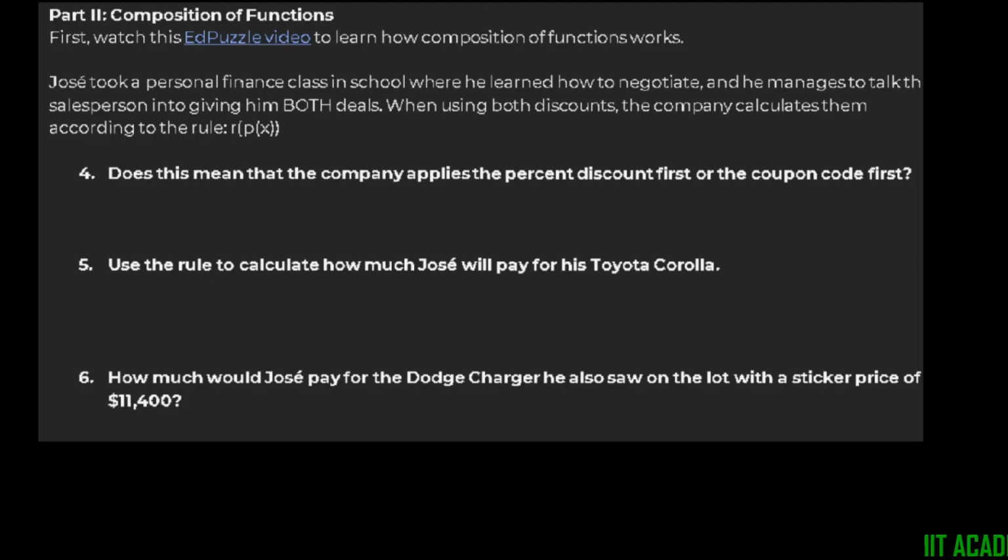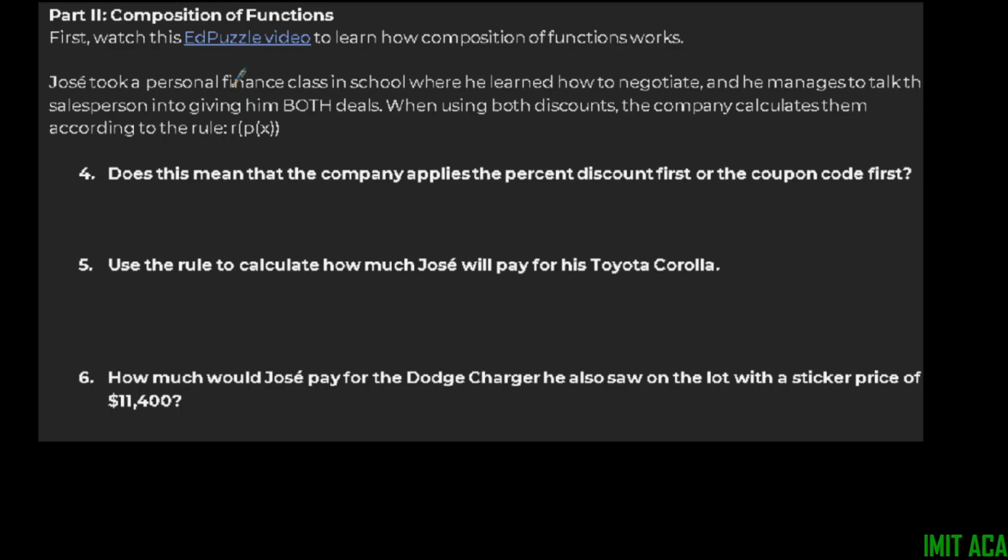So Jose took a personal finance class in school where he learned how to negotiate, and he manages to talk the salesperson into giving him both deals. When using both discounts, the company calculates them according to the rule R of P of X. So notice how it has a function inside another function. It's almost like they're replacing the X of R of X with just the P of X.